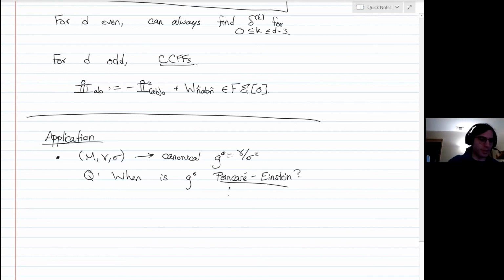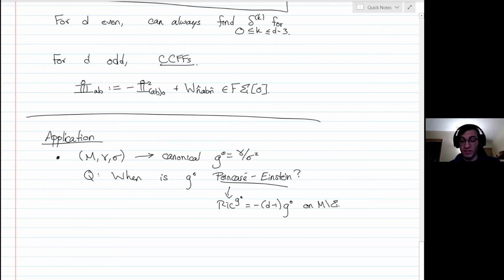So Poincaré-Einstein metric in this case just means that it's a metric G0 that satisfies the following differential equation. The Ricci curvature of G0 should be equal to minus (d minus 1) times the metric itself. Basically, the Ricci curvature is pure trace. And of course, this is only on M minus Sigma.